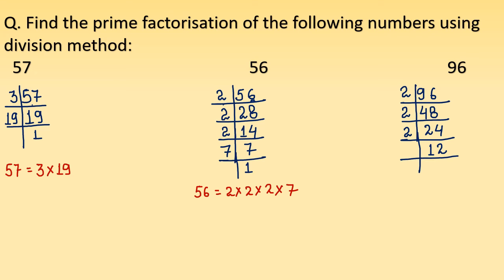The next number we got is 12. So divide 12 by 2. 2 sixes are 12. Now again we can divide 6 by 2. 2 threes are 6. Now we got 3. So divide 3 by 3. 3 ones are 3. Therefore prime factors of 96 is equal to 2 into 2 into 2 into 2 into 2 into 3.